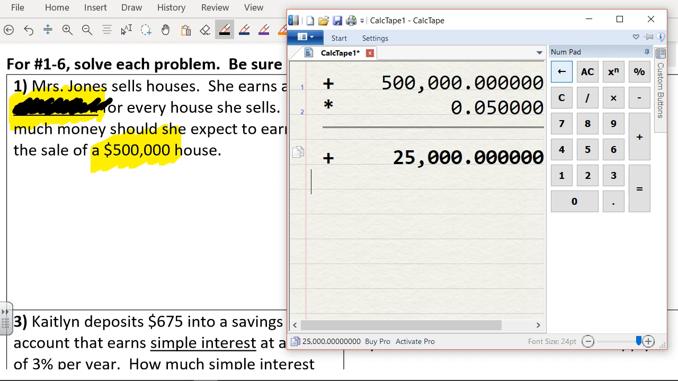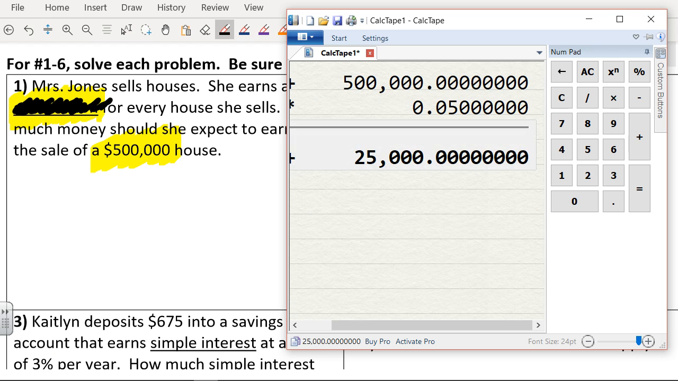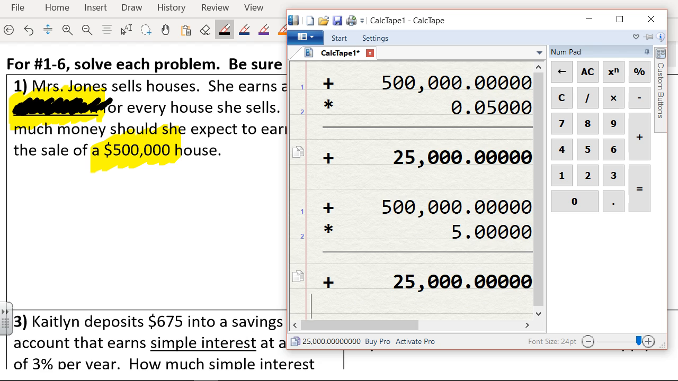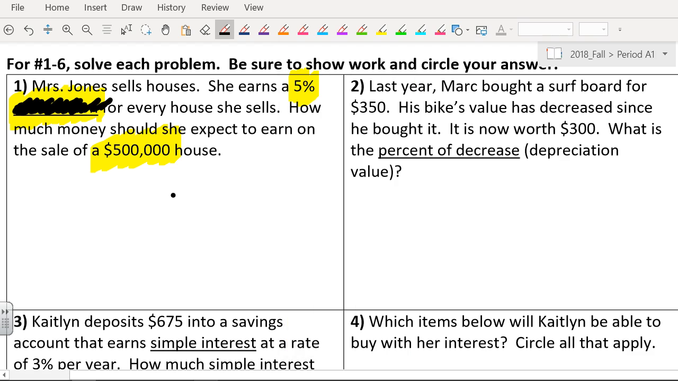I would like to test out that percent button on this calculator, just for funsies. So let's see. If I go 500,000 times 5 and then push the percent button. Hey, it worked. But I want you guys to know how to do it without the percent button.